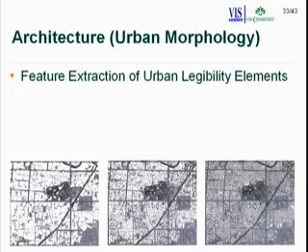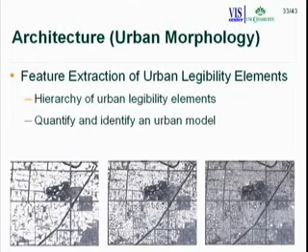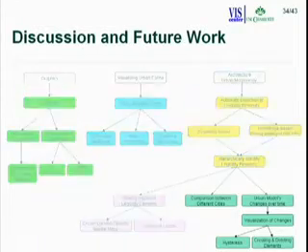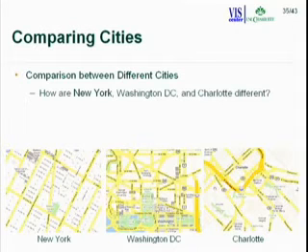Eventually, you get all the way from the very important features down to the very fine-grained level of detail. What that gets us is a ranking or a hierarchy of urban legibility elements, starting with the most important to the least important. This allows us to quantify and identify an urban model. In other words, it allows us to have some semantic understanding of the model that we're looking at. And this is important because if we can start to do this, then we can start comparing between cities.